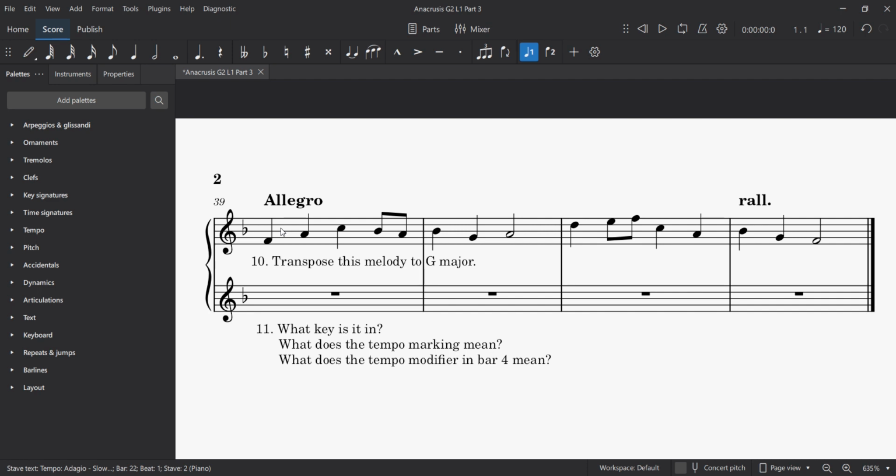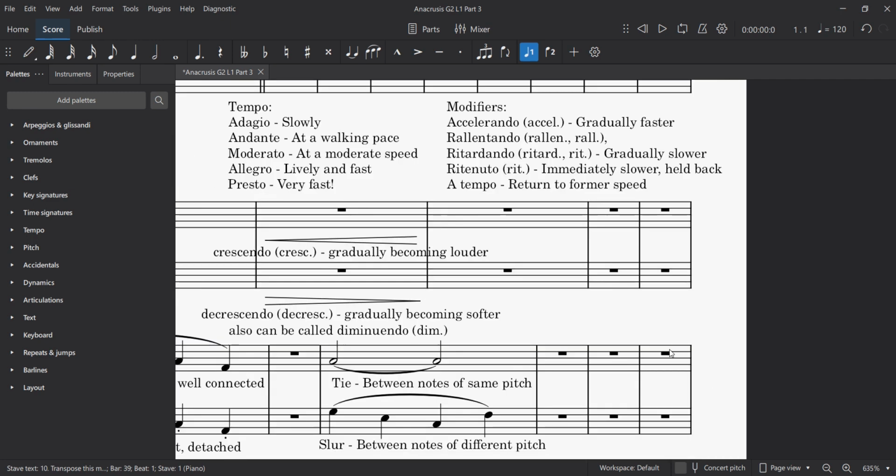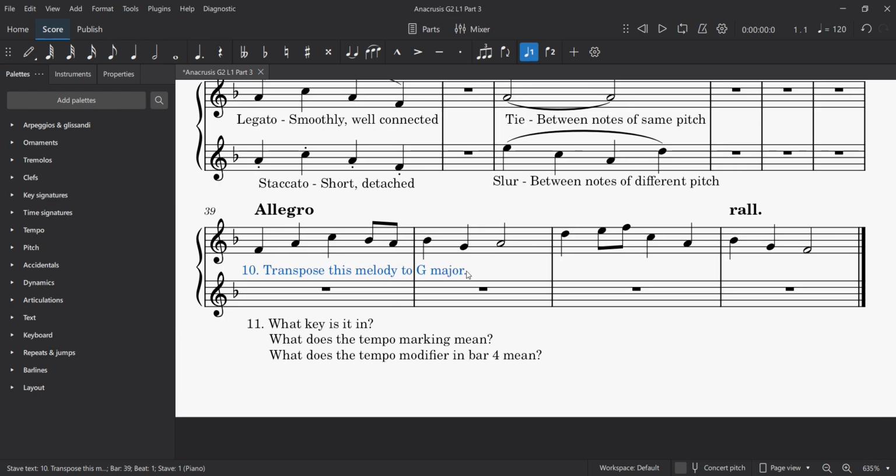Now, let's transpose this melody to G major. First, let's draw up our grid. So, we can see that from the key signature, we can tell that this is in F major. So, let's write out the notes of F major. F, G, A, B flat, C, D, and E. Great.